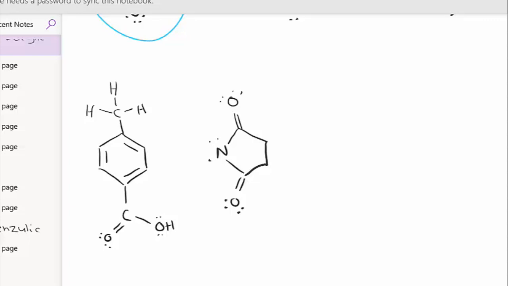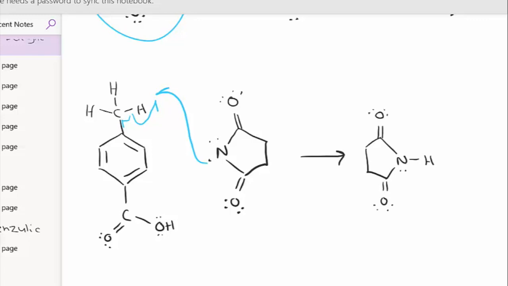And I'm going to show some mechanism arrows to show you how this is going to occur. So you come in here and you are going to remove the hydrogen atom. The other electron stays with the carbon. And this will help us make one of the products of this reaction, succinimide. We will talk about what happens to the succinimide towards the end. So I will come back to this molecule that we are forming right now, the succinimide.